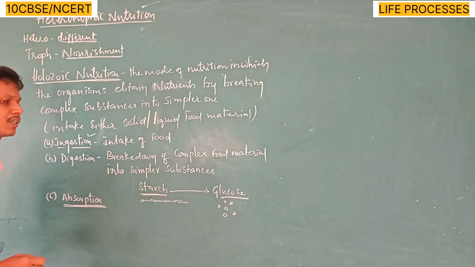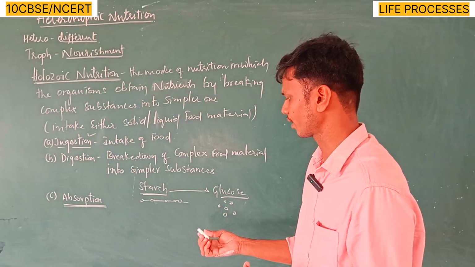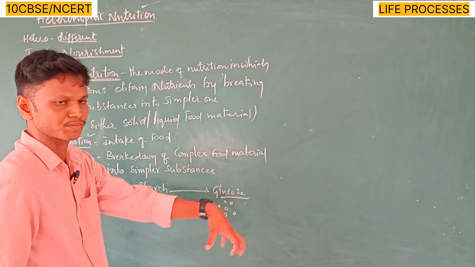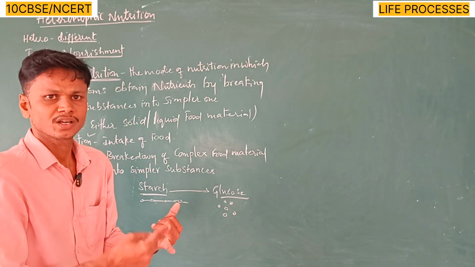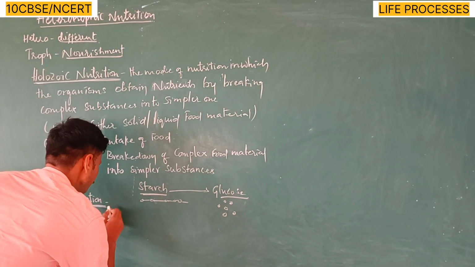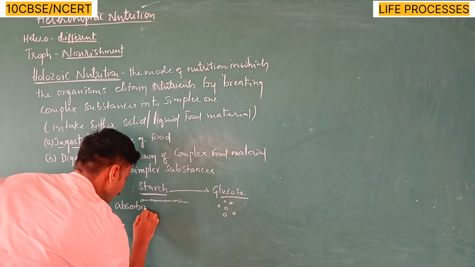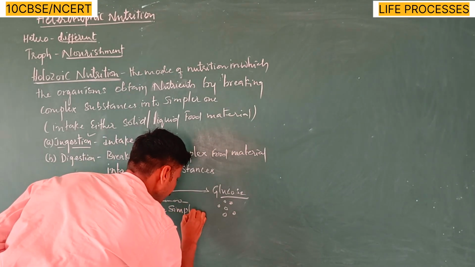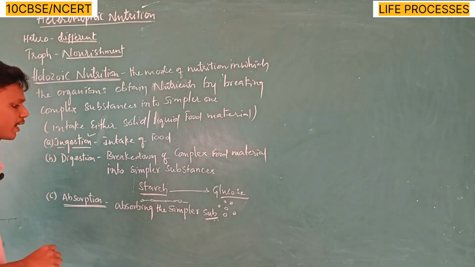Then you have absorption. Absorption is nothing but absorbing the digested food material. Whatever nutrients are present in the food will be digested into simpler substances like glucose, amino acids, fatty acids, and so on. So absorption is absorbing the simpler substances.